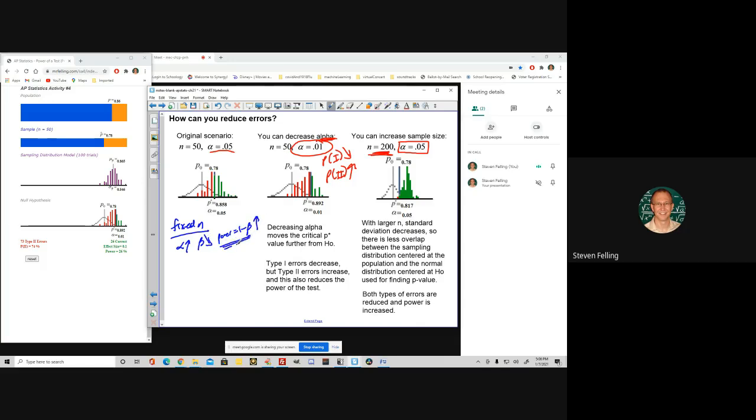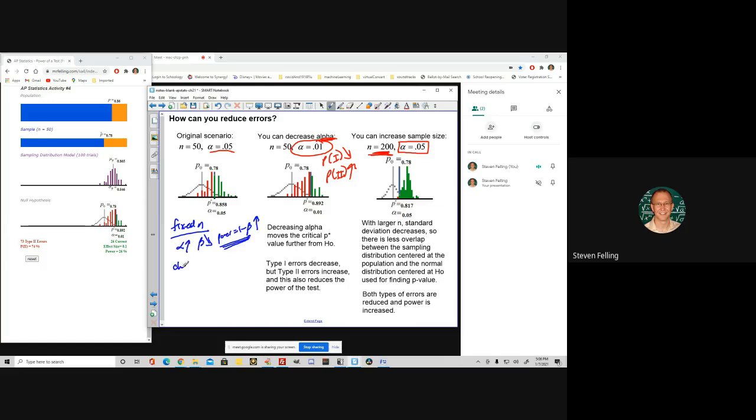So you increase the power of the test, and you want the power of the test to be as high as possible because that's the likelihood you're going to detect the effect if it's there to detect. So one way you can improve the power of your test is by increasing alpha, but the downside of that is you're going to increase the chance of committing a type 1 error.